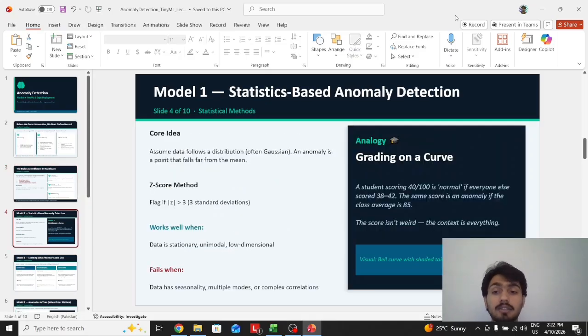Statistics based anomaly detection. The core idea: assume data follows a distribution, often Gaussian. An anomaly is a point that falls far from the mean. Like we said, if of 5 students, 4 students are scoring in the 20 range and another guy, the genius guy, is scoring 90, that is considered an anomaly. And how do we find it? We usually use the z-score method. If it is far from 3 standard deviations, I don't recall exactly, but I think 3 standard deviations in a normal curve cover like 97, 98%, or maybe 99. So if something is going above that, obviously it is an anomaly.